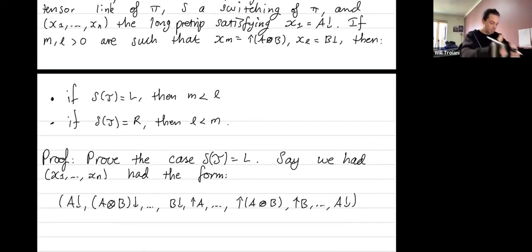Okay, so it's a really simple lemma, right? All you do is you say, let's assume that it was the other way around, and then you just know that the sequence has to look something like this. And then all you do is you change the switching, and then you look at what you end up with, and you construct a short trip.